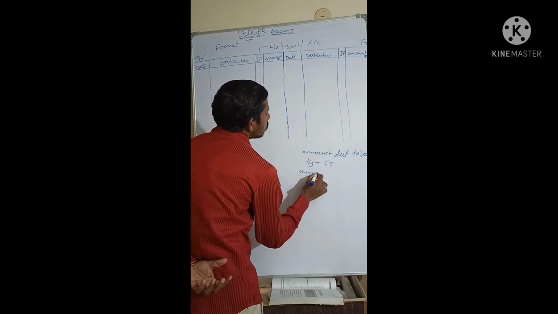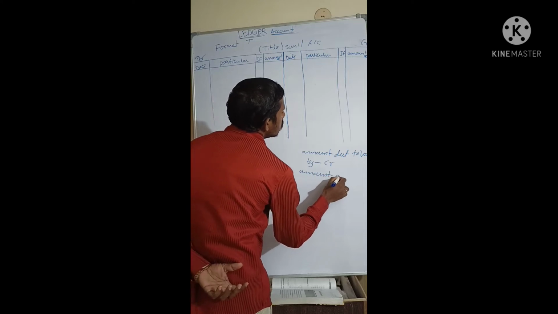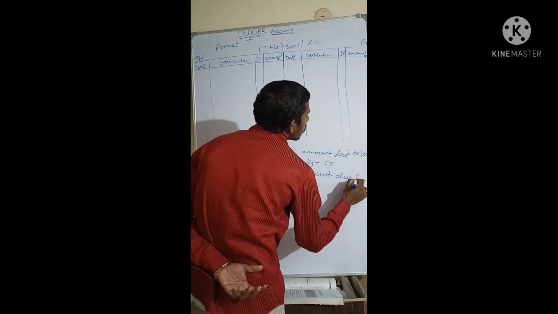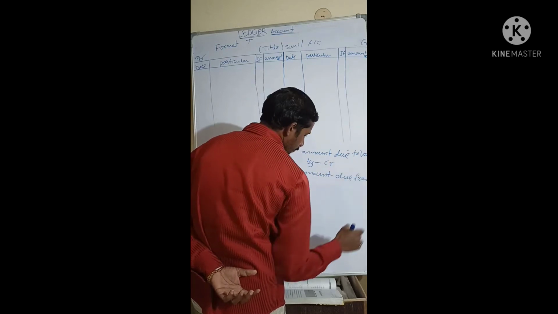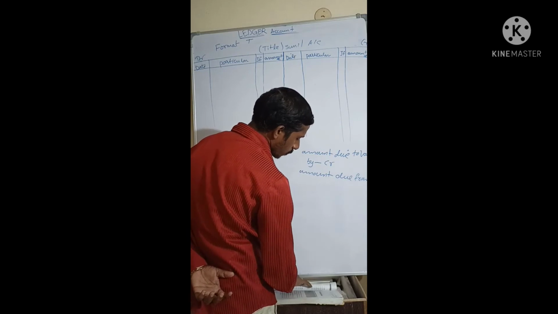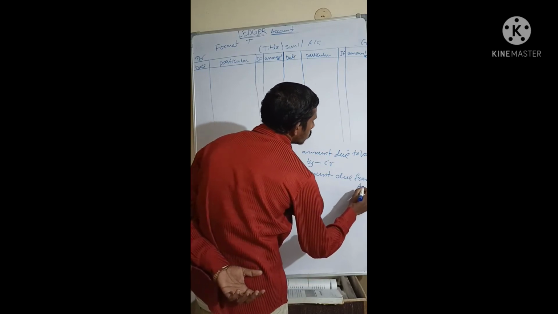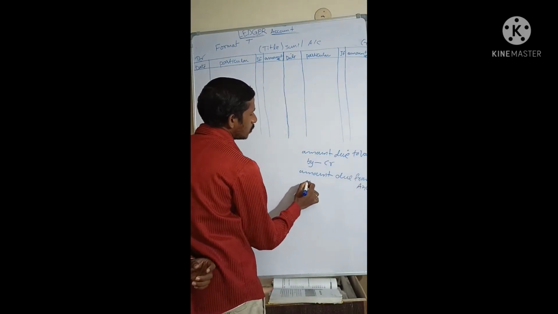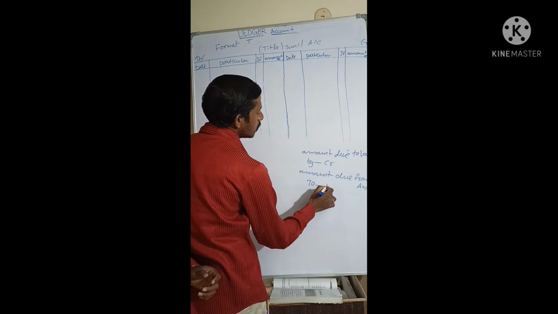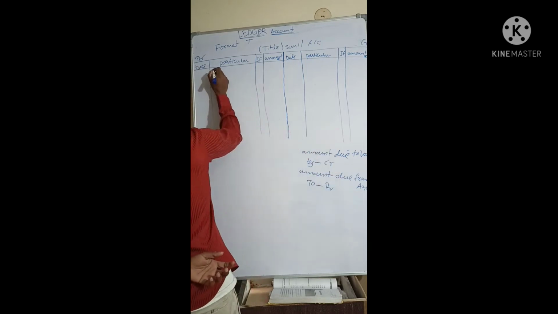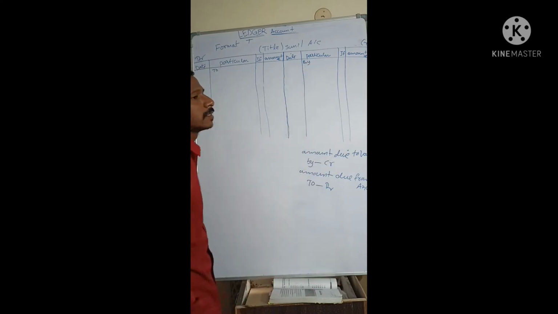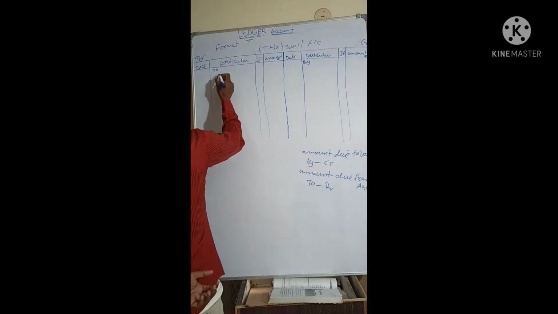Amount due from, if from is there, amount due from Anu, you should write it on the to side in the account, it is the debit side. Here we write To, here By.